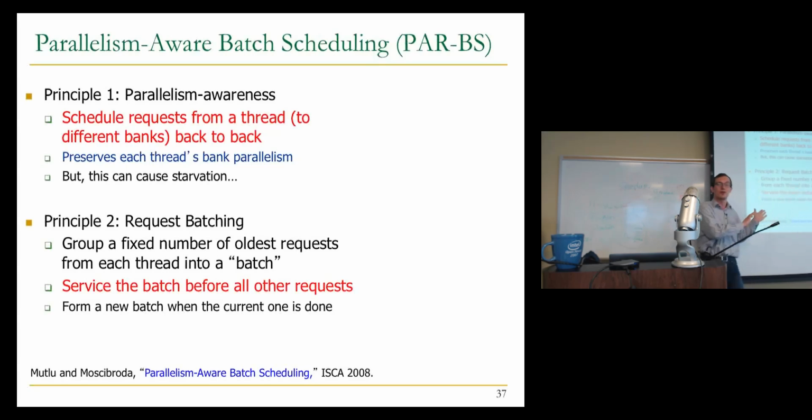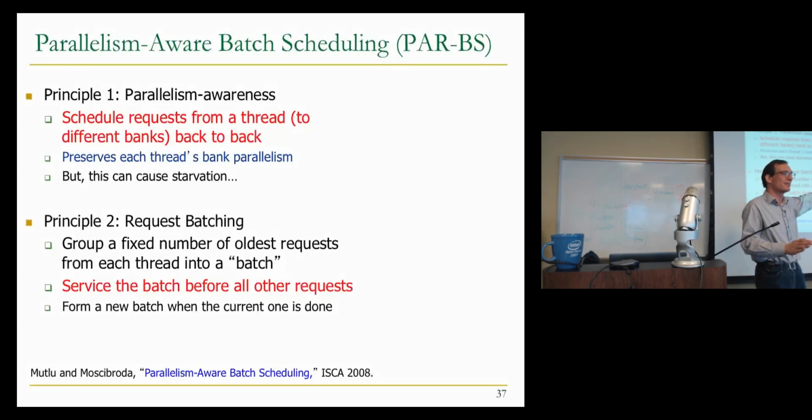Now this ensures forward progress, right? This is actually a very fundamental principle. If you want to ensure forward progress, but still do some reordering, you create a batch, do the reordering within the batch, but never do reordering across batches. This ensures that the batch that you created will complete before anything else in the system. And you make forward progress because the oldest requests are in that batch.